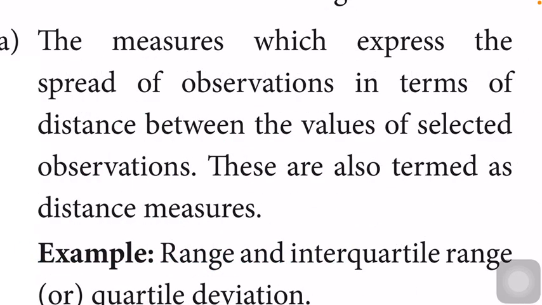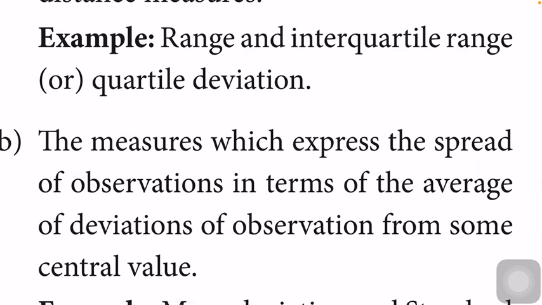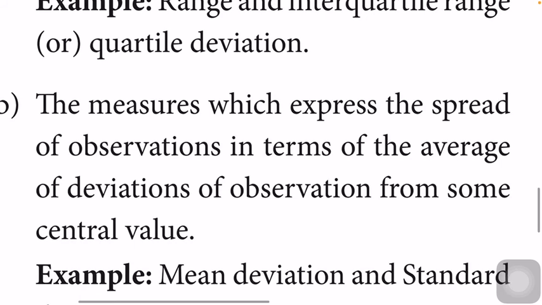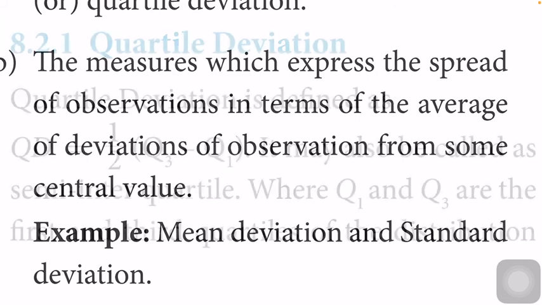We can classify the measures of dispersion under different categories. First, according to the distance between the scores, that is, between the observations, we can calculate the measures of dispersion. Range and interquartile or quartile deviation come under this category. The second one is the dispersion of observations, the dispersion measures according to the average of observations. Mean deviation and standard deviation come under that.